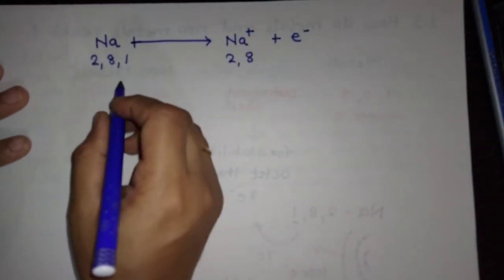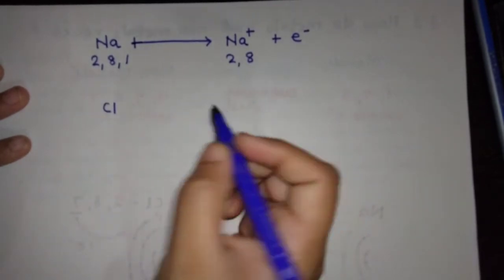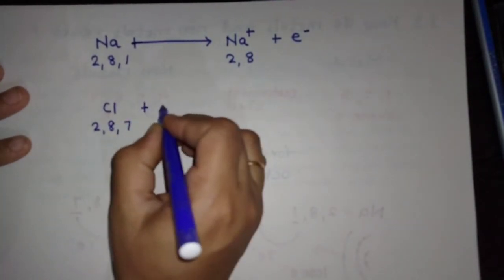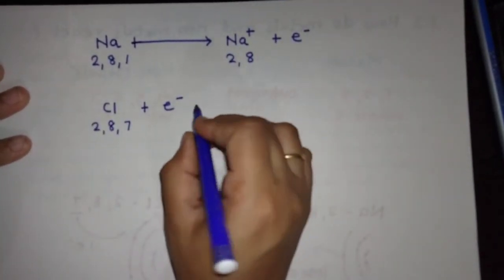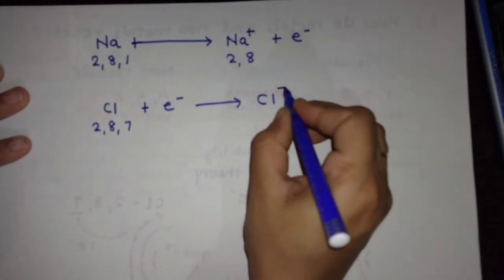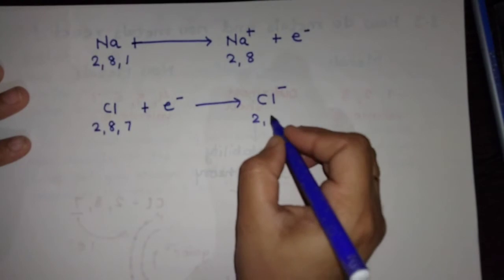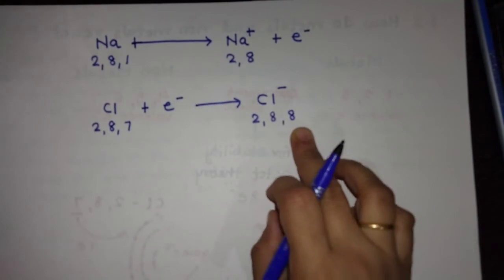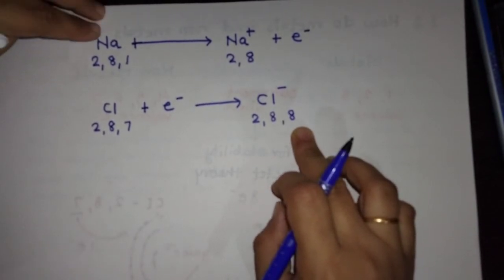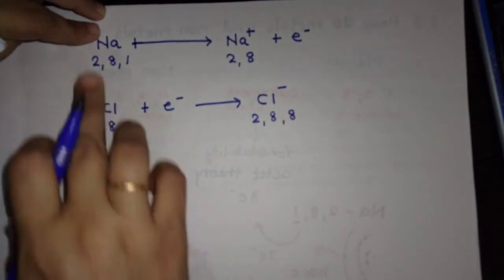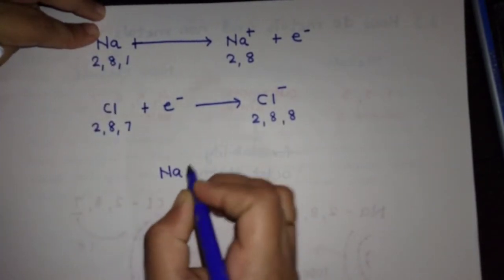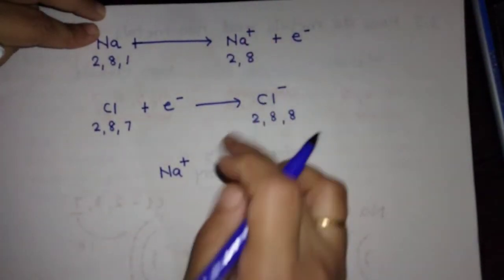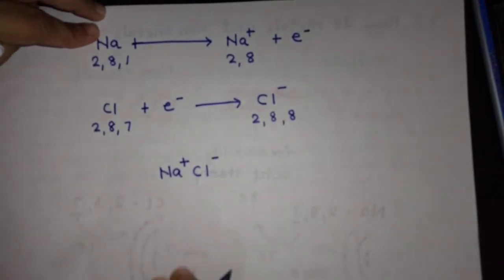If you see the case of chlorine, chlorine was 2, 8, 7. Now if it gains this electron, it will become stable by obtaining the electronic configuration equal to the noble gas, 2, 8, 8. So this is the electronic configuration of noble gases. What is basically happening here? Sodium is losing the electron, so it gains a positive charge, and because chlorine is getting the electron, it acquires a negative charge.